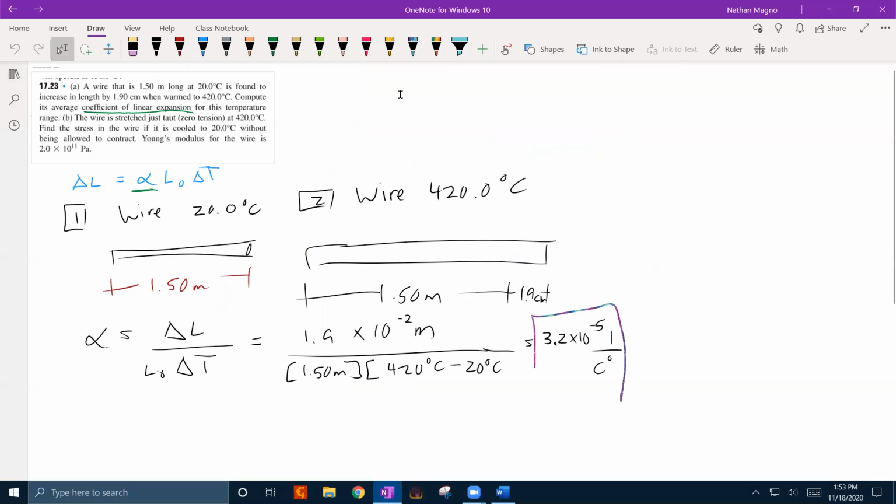So for part B of this question, the wire is stretched just taut, 0 tension at 420 degrees Celsius. Find the stress in the wire if it is cooled to 20 degrees Celsius without being allowed to contract. And Young's modulus for the wire is that value. So can anyone describe the situation you're trying to tell us about in your own words?